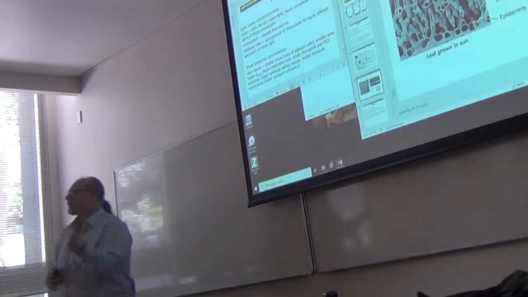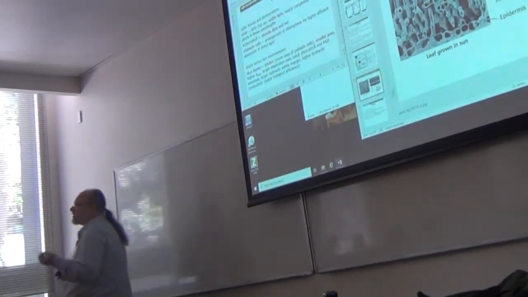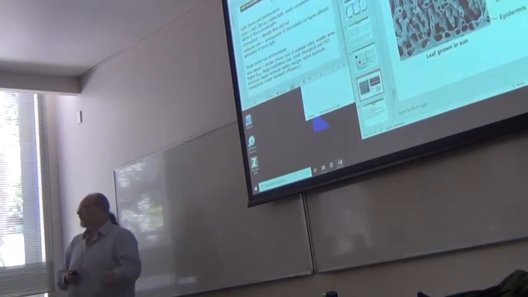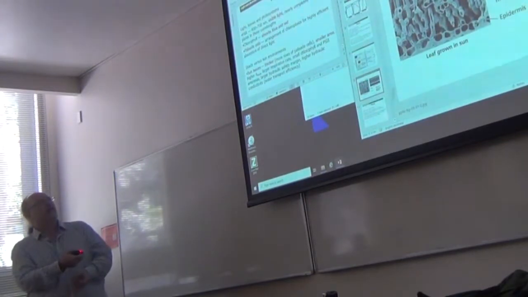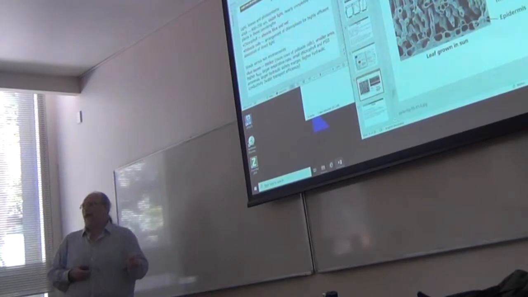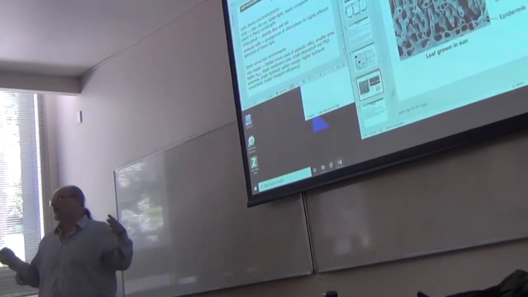And this is how you can determine whether a sun leaf is thicker or a shade leaf is thicker. A sun leaf will be thicker because it has all of these columns of palisade cells to grab up all of that extra light.